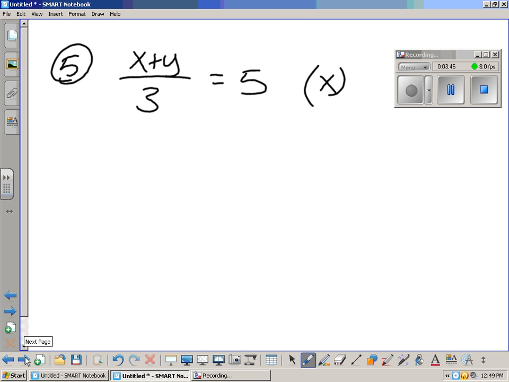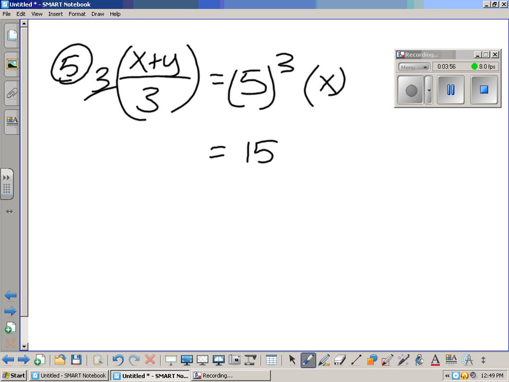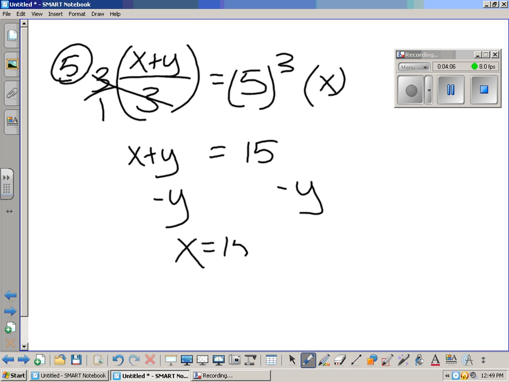Number 5, we are solving for x. So the first thing I'm going to do is multiply both sides by 3. On the left side, I get 3/3, which equals 1, so I'm just left with x plus y. Then I subtract y from each side, and I get x equals 15 minus y.